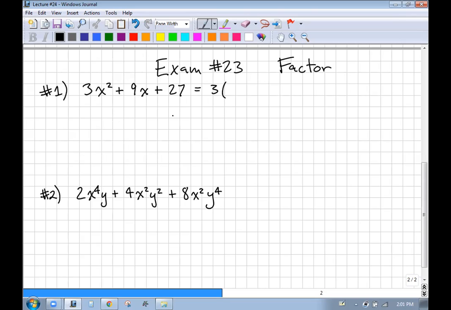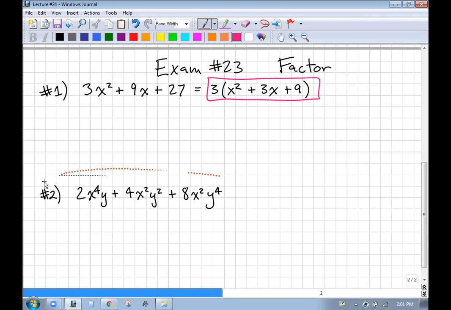So to get a 3x squared, we'd have to multiply the 3 times an x squared. That gives us the 3x squared. Now to give us a positive 9x from a 3, we'd have to multiply that 3 by a positive 3x. You see, there's our 9 and there's our x, and that gives us this term. And now for the 27, to get 27 from 3, we'd have to multiply the 3 by 9, right? So 9 times 3 is 27. So that's the best we can really do with what we've been taught so far as factoring, okay?